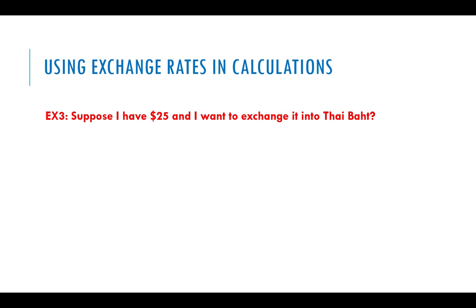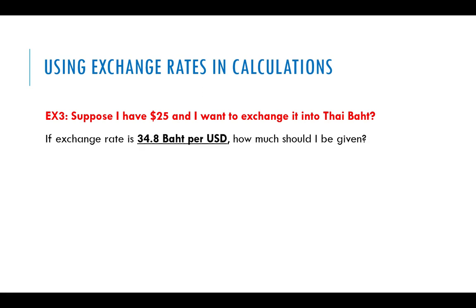Suppose I have $25 and I want to exchange it into Thai baht. So I'm showing up at the bank and I've got my $25 in US dollars, but I need Thai baht. If the exchange rate is 34.8 baht per US dollar, how much should I be given? So again, I'm going to pause while you calculate.